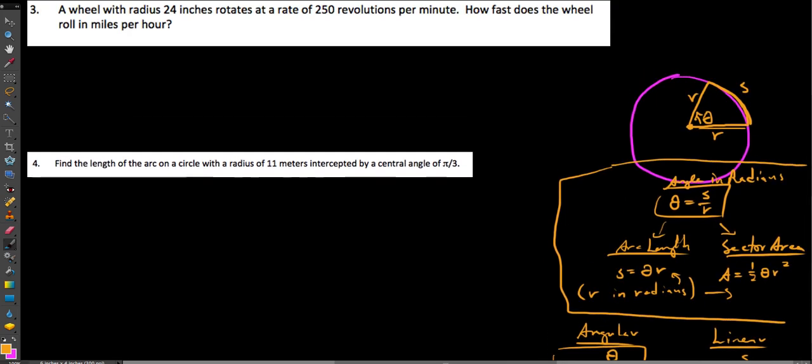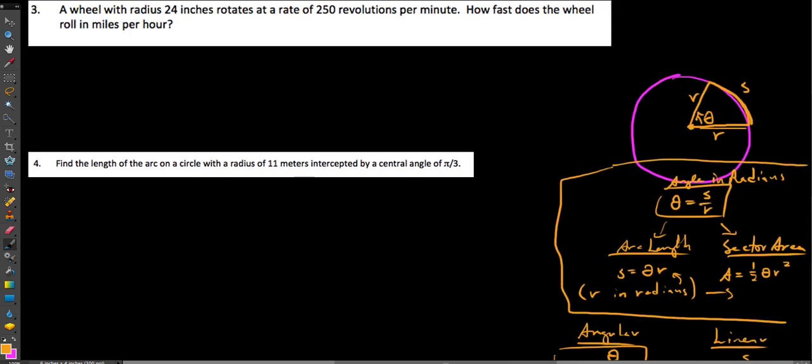But a little bit of plug and chug. So looking at number 3 here, I'm reading it says a wheel with a radius of 24 inches rotates at a rate of 250 RPMs. How fast does the wheel roll in miles per hour? And the first thing I notice is it's asking me how much my distance is changing over time.